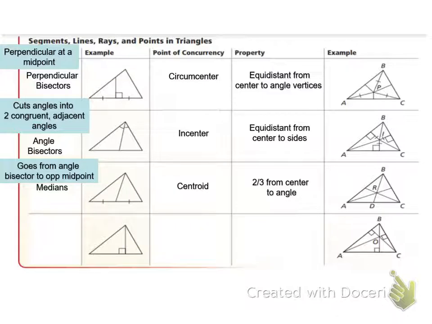All right, the last one is perpendicular to the opposite angle, and it is called, Ashton? An altitude. It is a perpendicular line to the opposite angle, okay? And it forms, Desiree, an orthocenter.